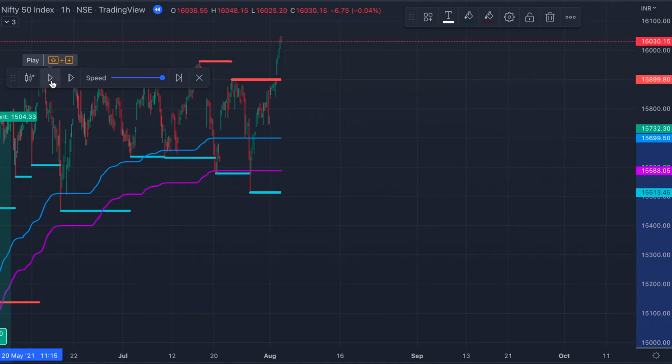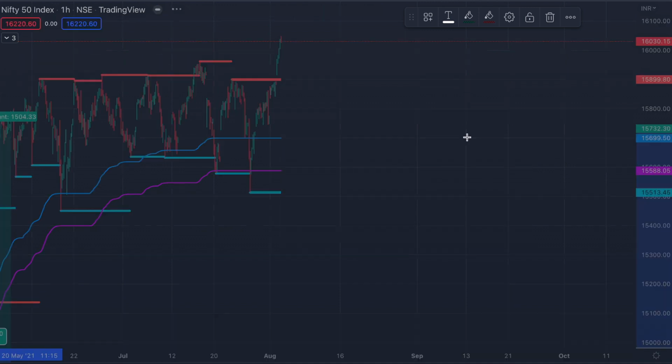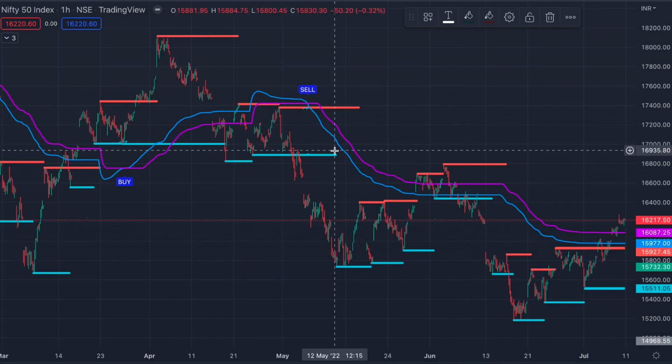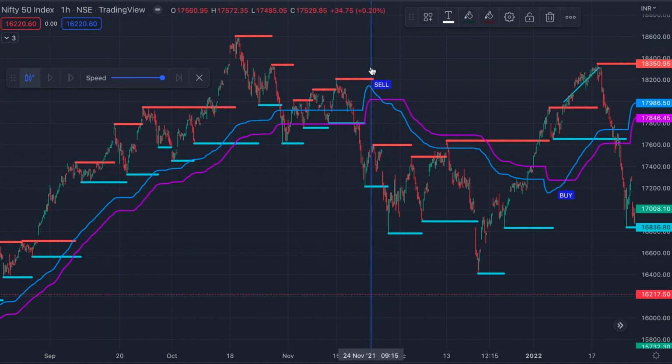Okay, now we'll just jump the trade because it's taking too long. Or actually, I'll just stop this here. Then we'll start it all over again. Now we'll take a look at this sell signal. We'll replay from just before the sell signal.